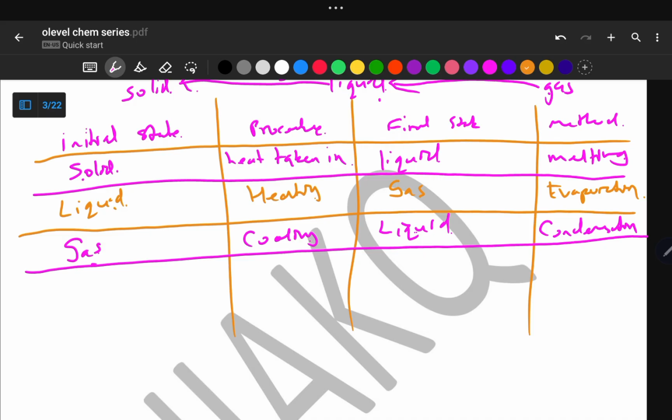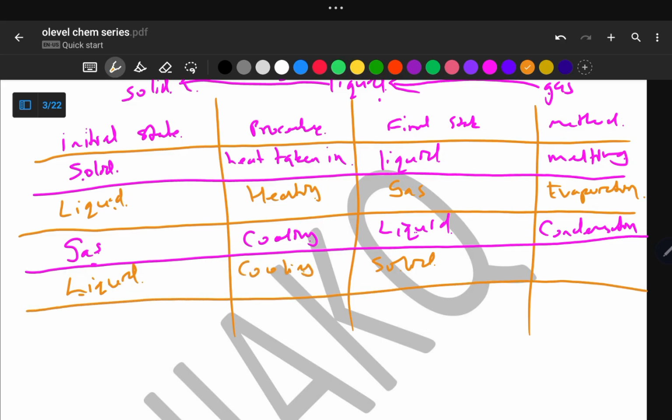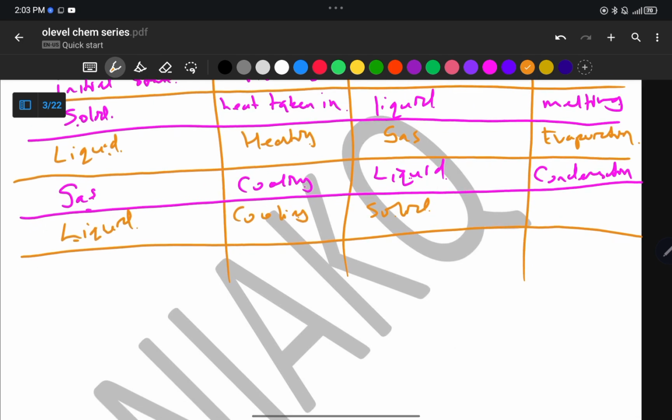And then we move on from which one? Liquid to solid. So we are cooling again. So I'm going to explain the effect of cooling. So from liquid to solid, this is what we call freezing or solidification, right? Freezing.